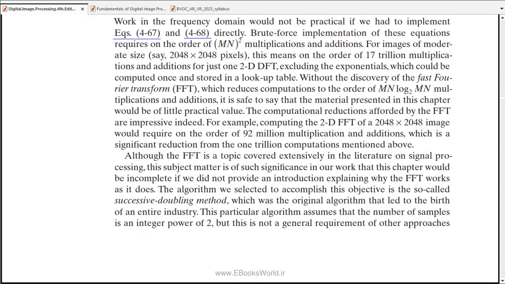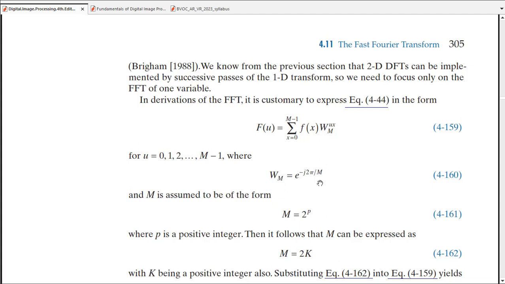Although FFT is a topic covered extensively in the literature on signal processing, in the successive doubling method, the original algorithm led to the birth of this entire industry. In this, the 2D DFT can be implemented by successive 1D transformations. So we need to focus only on the FFT of one variable.